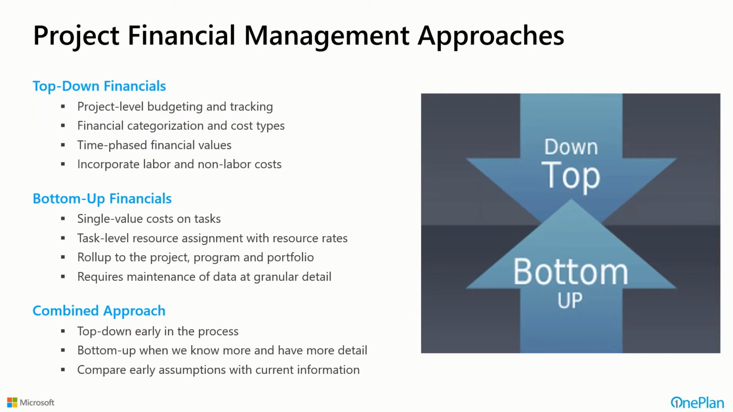Now, project financial management can happen in a number of different fashions. The more top-down financial is really kind of project or program level budgeting and tracking. We might have high-level financial categories and cost types. We might have time-phased financial values about how this is going to flow cash-wise over the course of a project. And we would incorporate generally labor and non-labor costs as to the total cost of performing on this project.